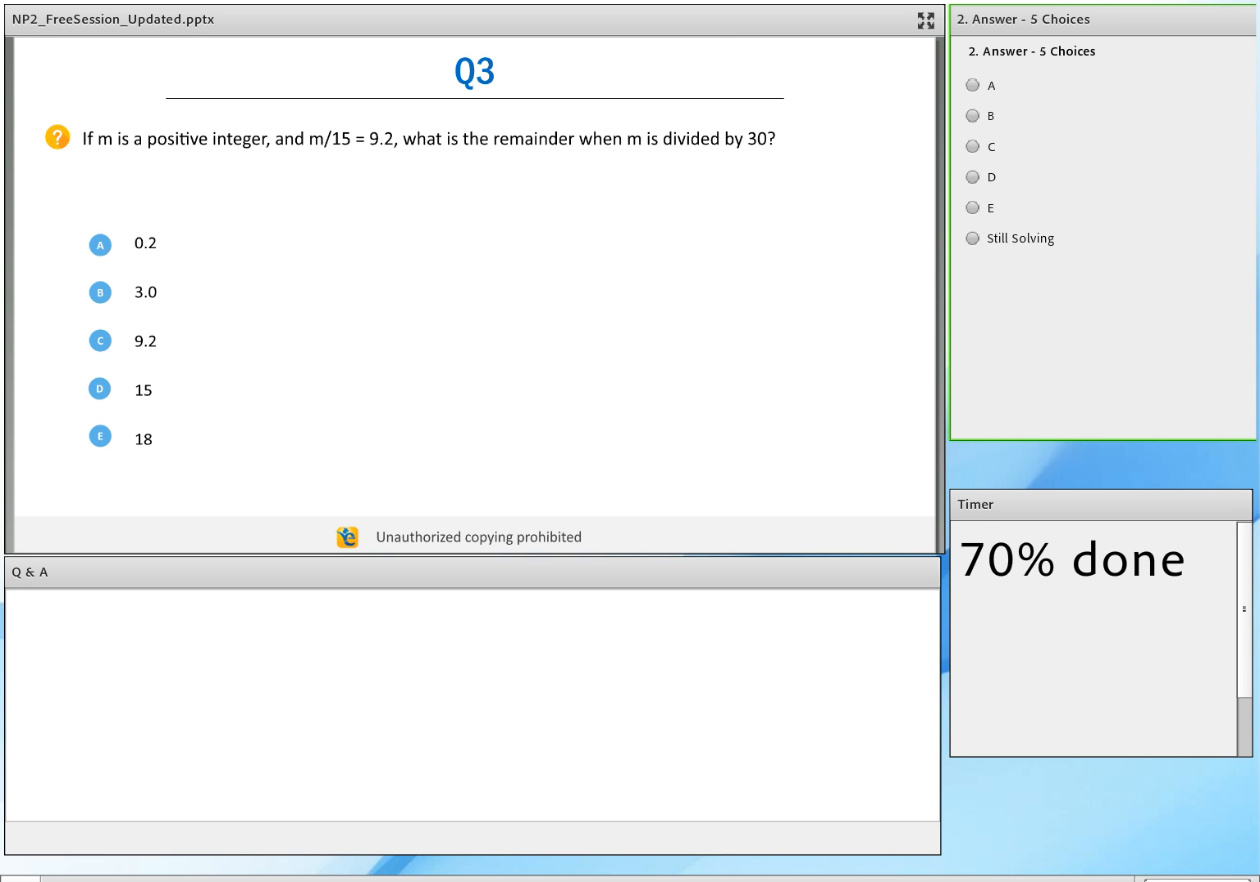3, 2, and 1. Let's put those answers in.